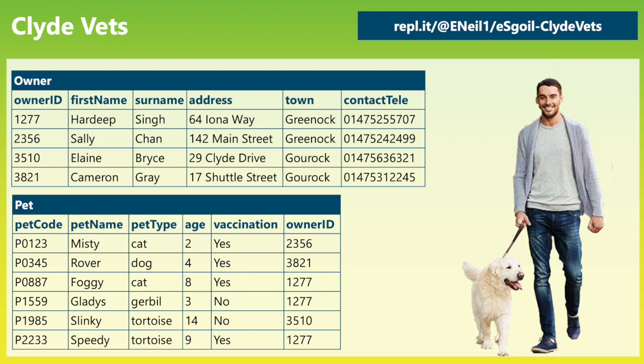For the purpose of this video, we're going to be using the Clyde Vets database, which might look familiar to some of you. The Clyde Vet database contains 2 tables. The owner table, which is details about all the owners that visit our vets practice, and the pet table, which contains all the details about the pets that visit the vet practice. And as you can see here, the 2 tables are linked because within the pet table we have the owner ID. So this pet, Misty, is owned by owner ID 2356, which is Sally Chan, and those are her details here. Let's now go and have a look at the Clyde Vets database within REPL.